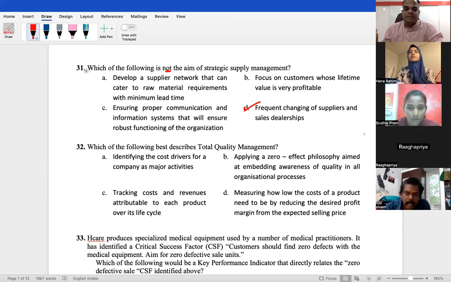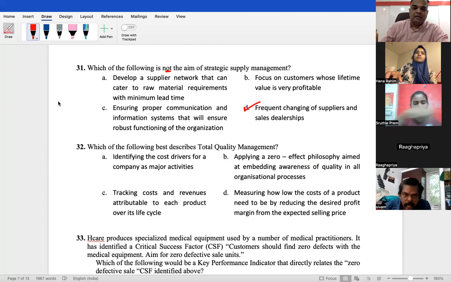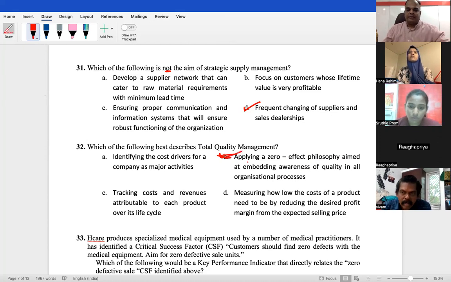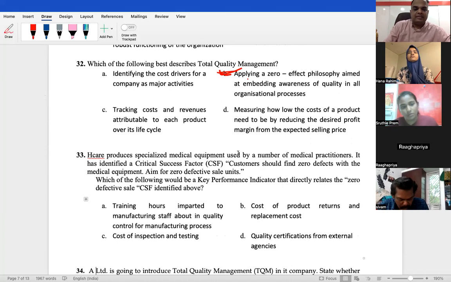Describe the TQM. Applying a zero defect philosophy aimed at embedding awareness of quality. B is the correct answer. Am I right? Defect should not be there, and quality we want to maintain. That's the main aim behind TQM. Next.